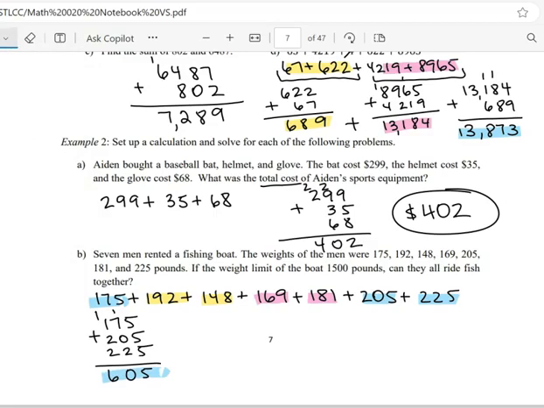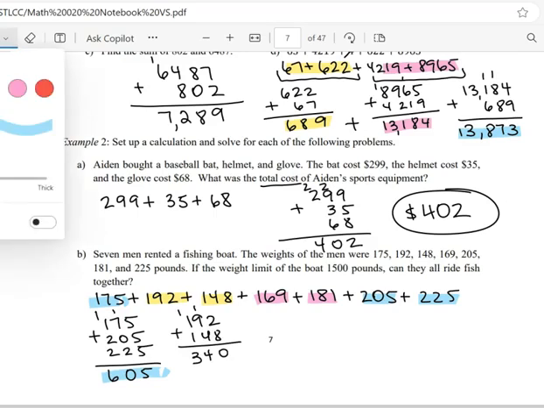Okay, so let's do the yellow ones. So 192 plus 148. So again, 2 plus 8 is 10, and then 10 plus 4 is 14, and then you have 300. So 340 is your next one.